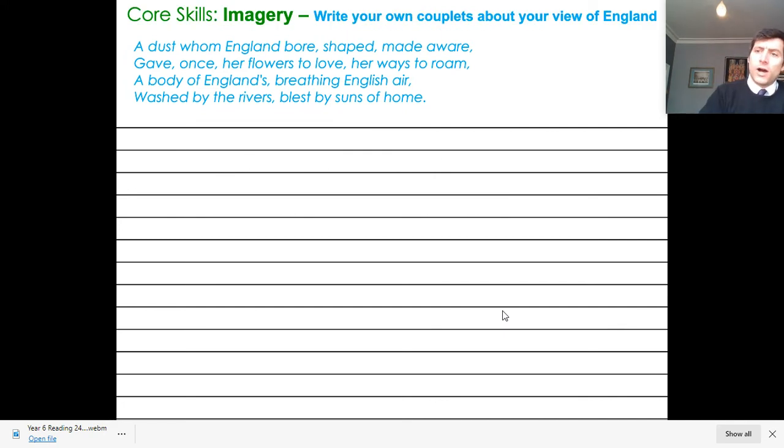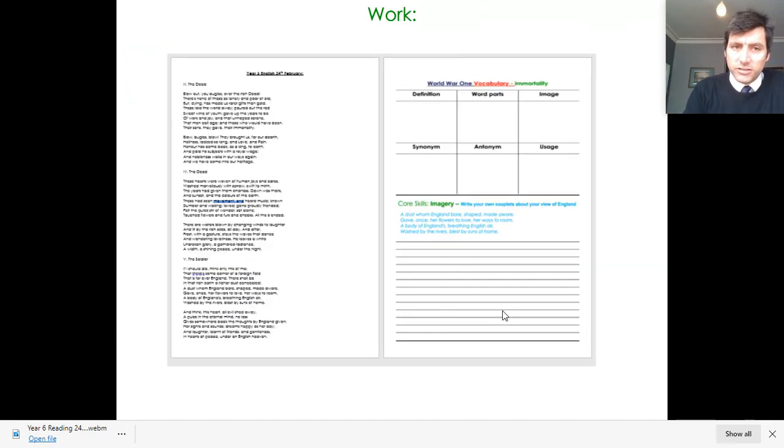What is it about where you are, near your house, where you've been on holiday in England or in Britain, which makes you think if you were away at war, what picture of England would you want to keep in your mind as you write poems? Over the next week and a half, we're going to build our own poetry up so that we write some sonnets about World War One and about the life of poems. And what I'd like you to do today then is look at those three poems, complete that vocabulary grid for immortality, and then write your own couplets about your view of England.